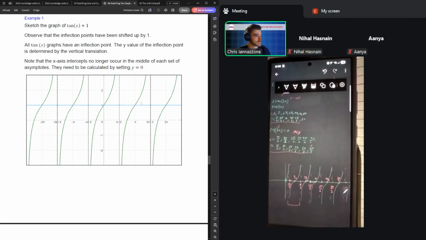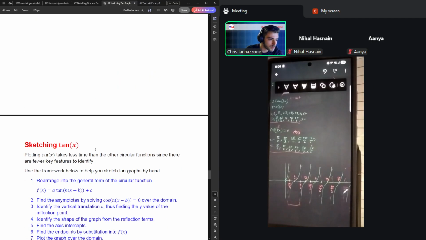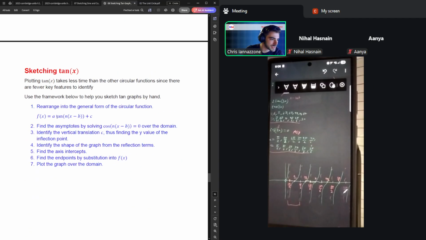So one of the key things to watch out for here is, because that's now shifted up, your x-intercepts no longer occur in the middle anymore. They're slightly offset. They used to occur in the middle of the asymptotes. Now they're, in this case, a little bit to the left. Now we are forced to find them by setting y = 0. We don't really have another choice.